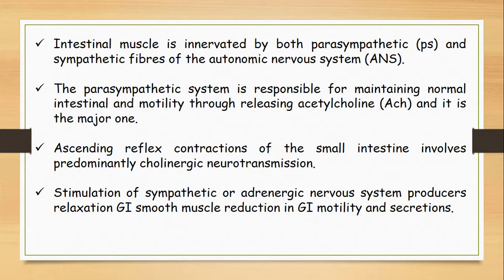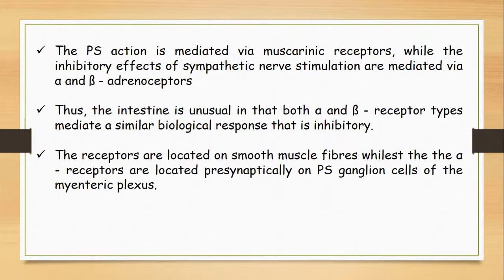Stimulation of sympathetic or adrenergic nerve system produces the relaxation of gastrointestinal smooth muscle, reduction in gastrointestinal motility and the secretion. The parasympathetic action is mediated via muscarinic receptor, while the inhibitory effects of sympathetic nerve stimulation are mediated via alpha and the beta adrenoceptors. Thus, in the intestine both the alpha and the beta receptor types mediate a single similar biological response that is inhibitory.